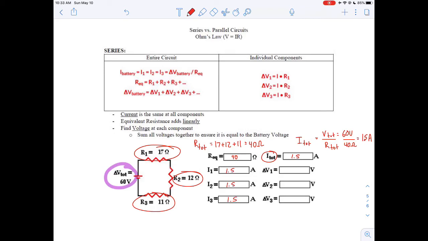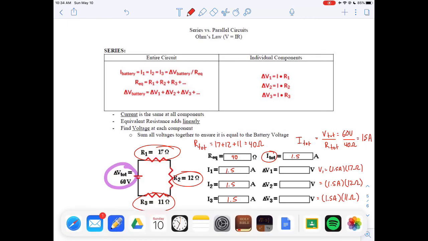Now to calculate the voltage at each resistor, let's utilize this relationship for Ohm's law. The voltage at 1 equals the current, which is 1.5 amps, times the resistance of 17 ohms. And it's going to be the same thing for the second resistor. Instead, we're going to use the 12 ohms that the resistor has. Same current, 1.5 amps, and the resistance is 11 ohms for this last value. So we can calculate all of these values.